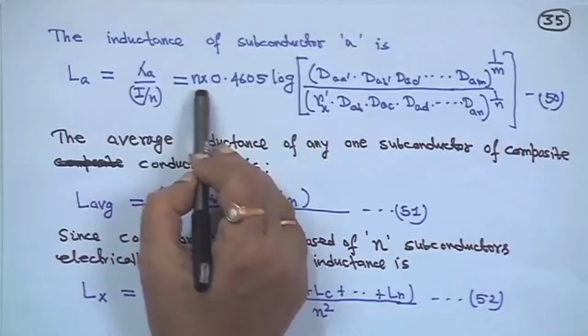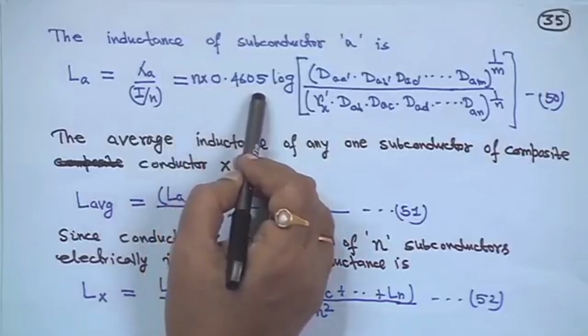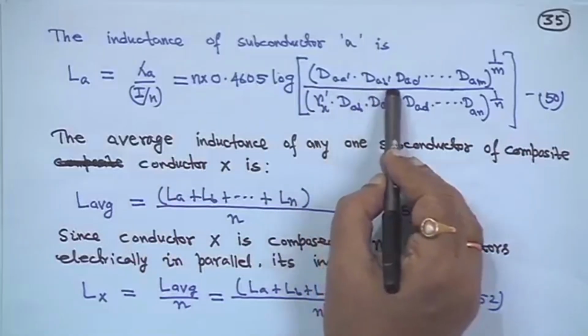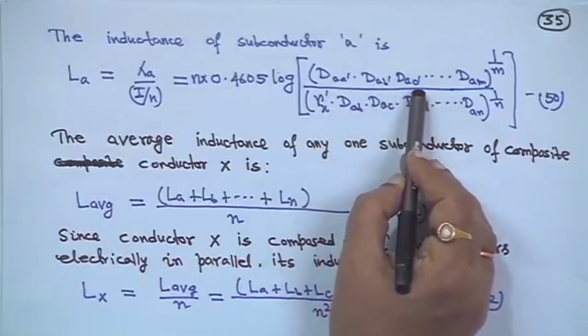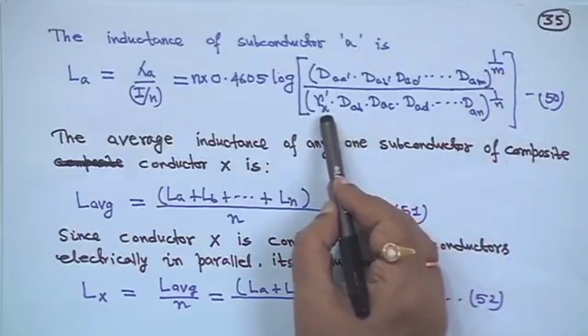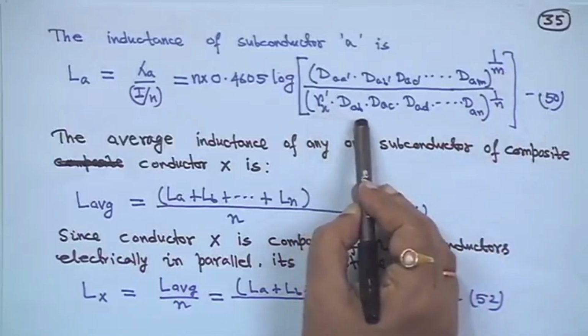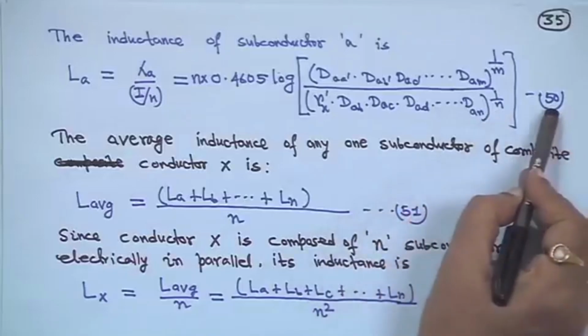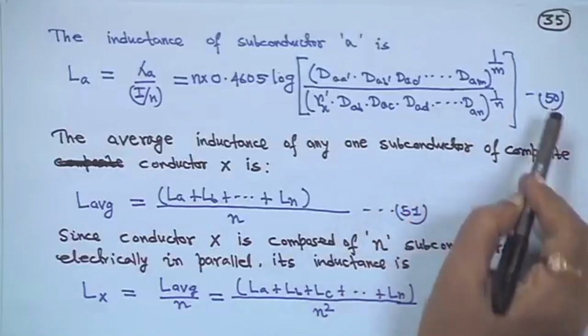Lambda is equal to N into 0.4605 log of the same expression: D_Aa' into D_Ab' into D_Ac' up to D_Am' to the power 1 upon m, divided by R_x' into D_Ab into D_Ac into D_Ad up to D_An to the power 1 upon n. This is equation 50, right.